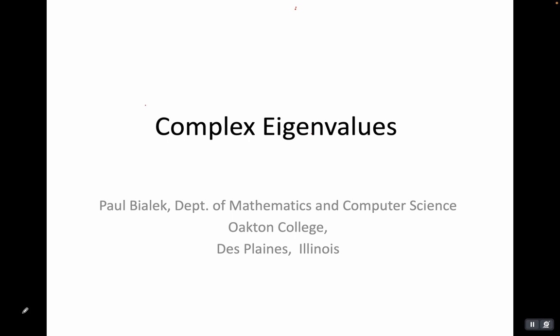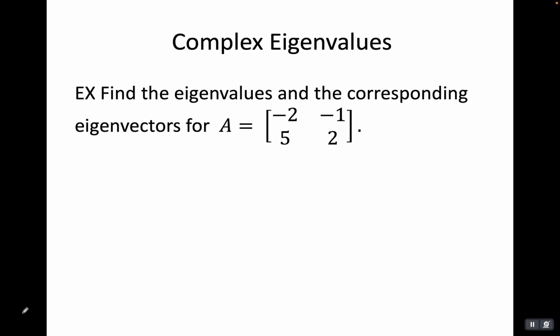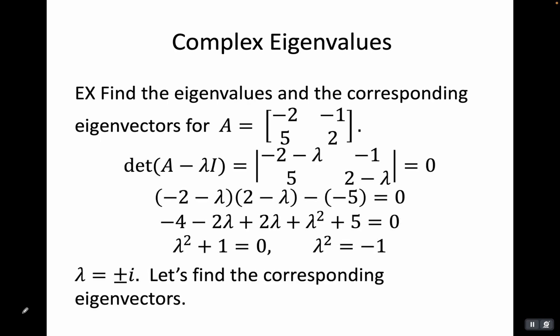Let's talk about complex eigenvalues. Find the eigenvalues and the corresponding eigenvectors for A equals [-2, -1; 5, 2]. We know how to do this. The determinant of A minus lambda I looks like this, and you set it equal to 0. So you're just subtracting lambdas from everything along the main diagonal. Evaluate the determinant, that's what you get.